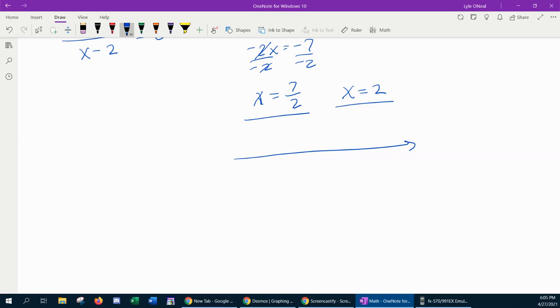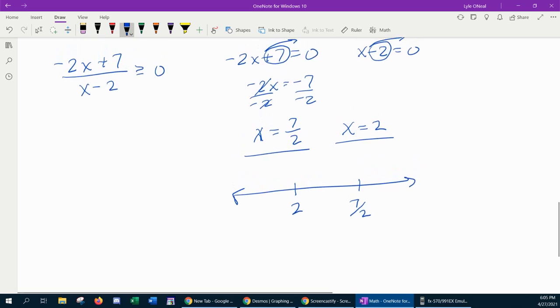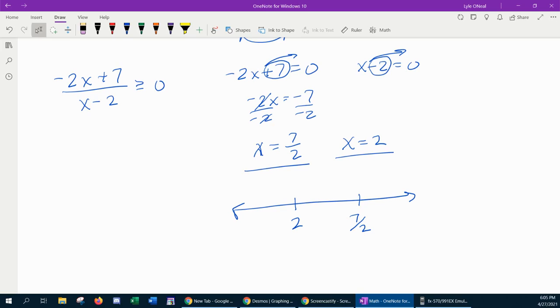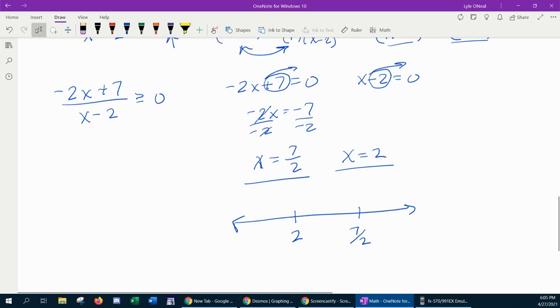Then to the number line. I've got 2 critical points. Remember, you need to make sure that they go in the right order. And 2 is smaller than 3.5, so it's going to be 2 and then the 7 halves. And then I have to determine whether those are going to have an open circle or a solid dot.